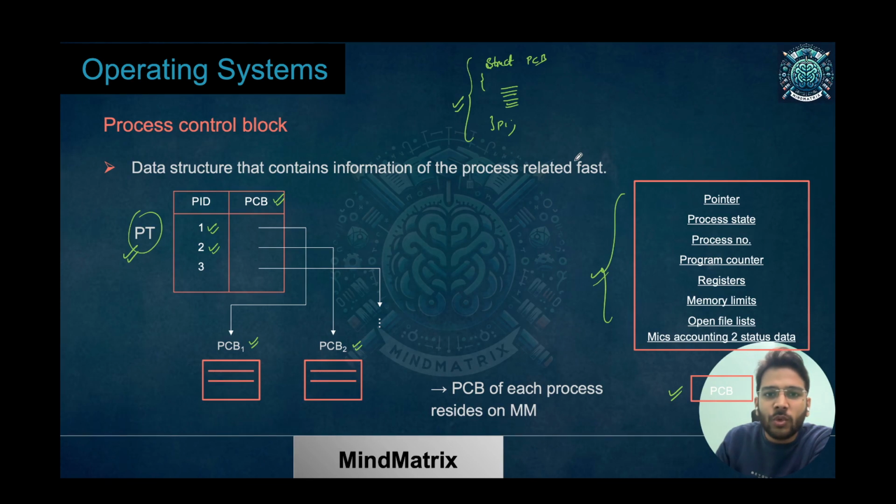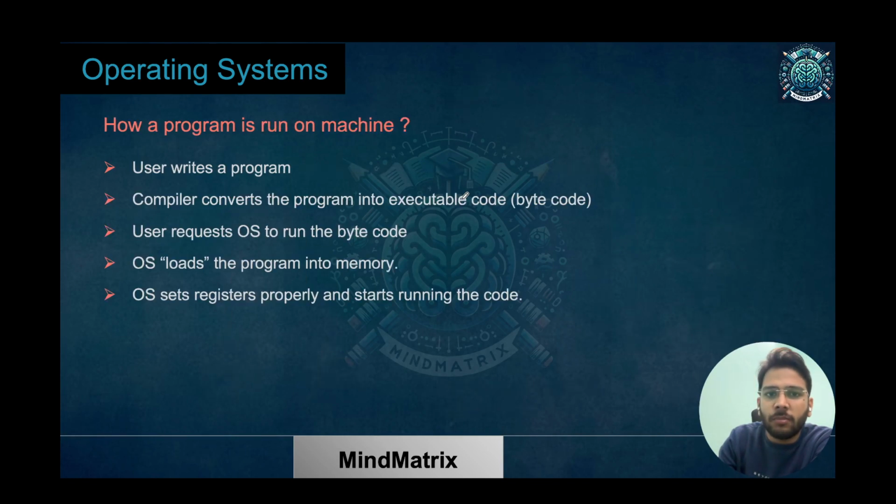We can have a hash table of all the PCBs, or we can maintain a linked list also. First we are going to have a PCB for process 1, then for process 2 and so on. So this is what we have as the process control block.